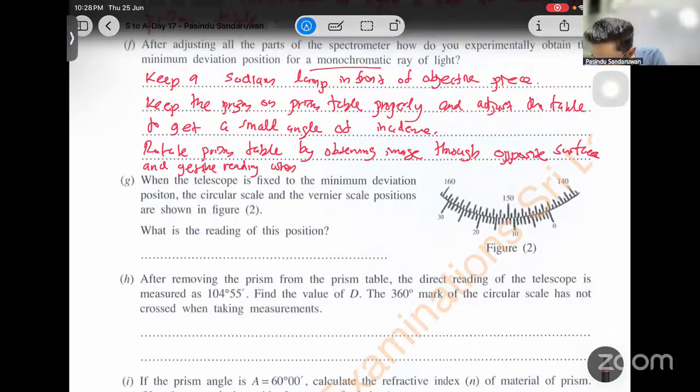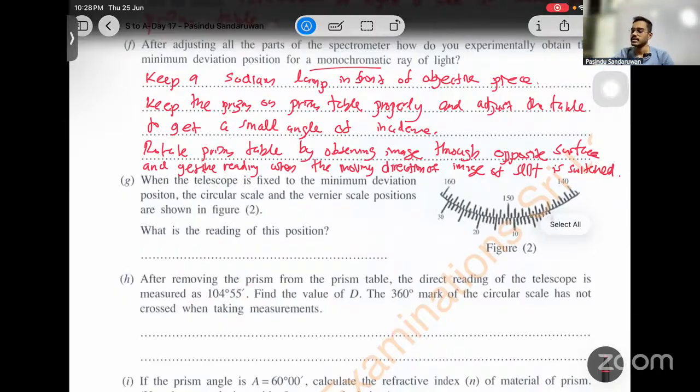The reading is taken when the moving direction of the image of slit is switched. What we see is the image of slit. Right? That's a complete answer.